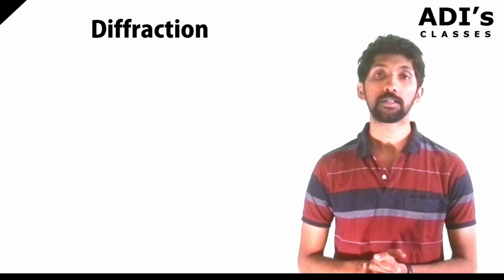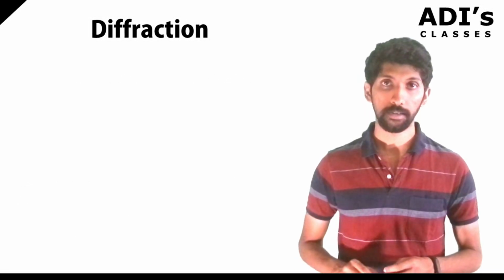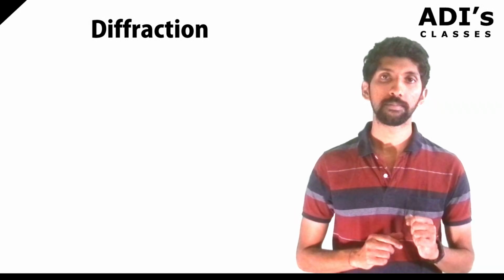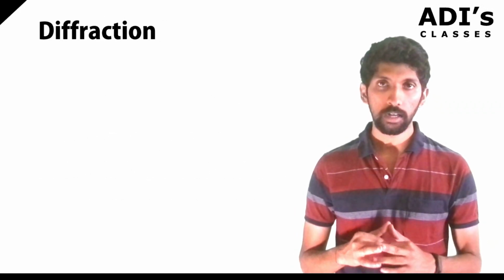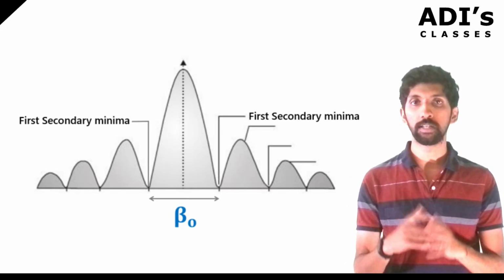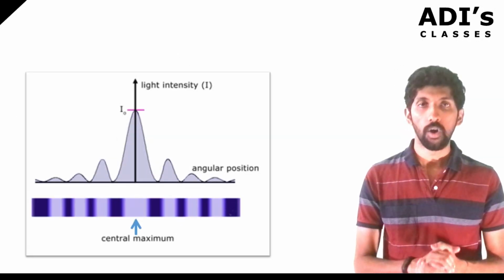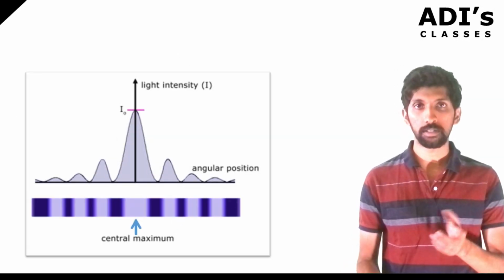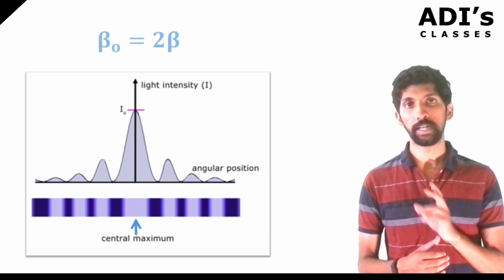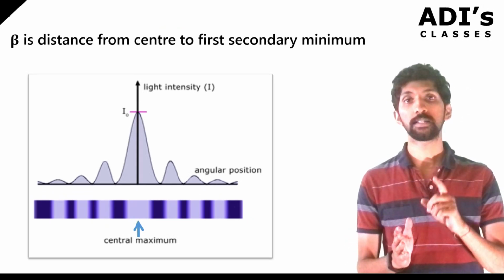So in the last video, you saw that the width of the secondary maxima or the secondary minima is the same, correct? Now what we are trying to figure out is the width of the central maximum. For the central maximum, it's between two first secondary minima, correct? So basically the distance is twice that of everything else, or we can say beta naught. Beta naught is the width of the central maximum.